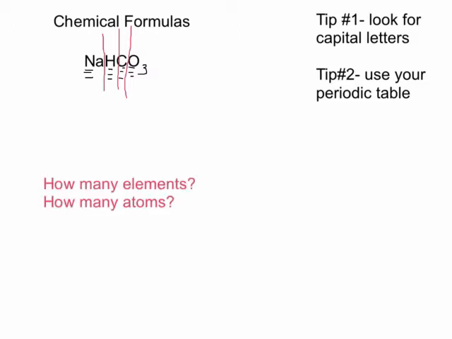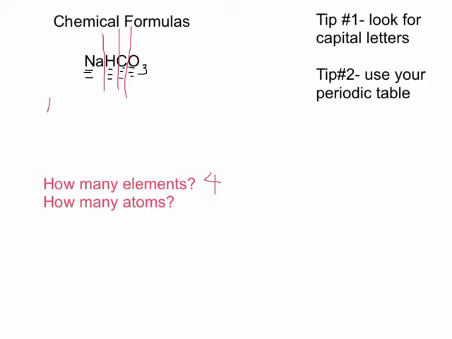So now you're going to go back to those two questions. How many elements and how many atoms make that up? So if we look at the capital letters, which links us to tip number one, that's going to tell us how many elements there are. And so there are 1, 2, 3, 4 capital letters, so that means that there are 4 elements that make up this substance. To count the atoms, that is when you need to look at the numbers.